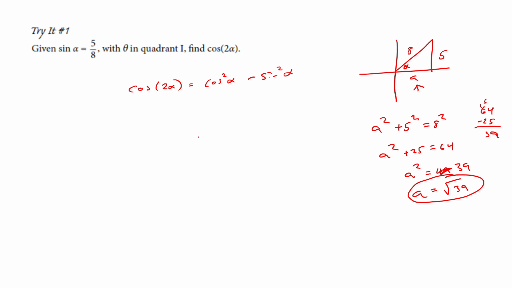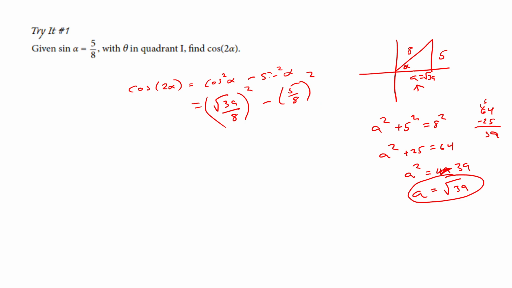So we have our cosine squared would be the square root of 39 over 8. So cosine would be this side, which we just found, over 8. We're going to square all that. And then we're going to square sine, which would be 5 over 8, which we already knew, actually.